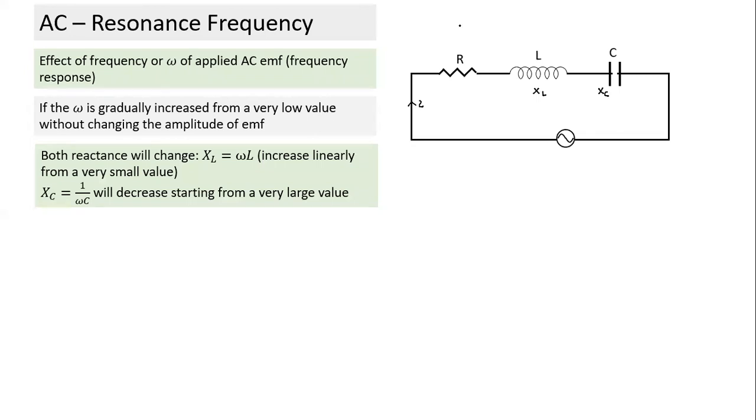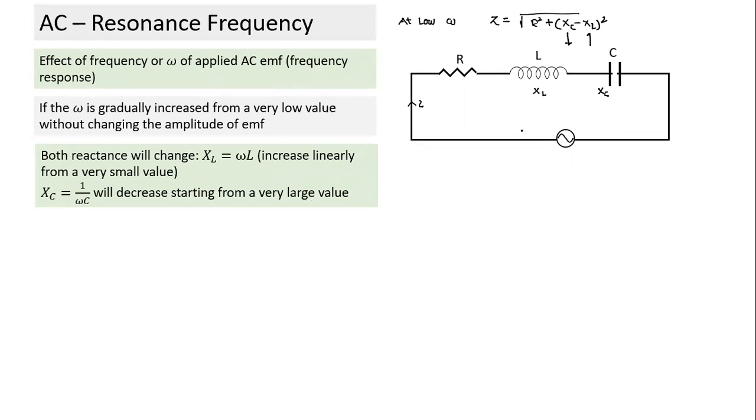As we keep increasing omega, XL increases. Initially, at very low omega, XC will dominate and be greater. I could have written this as XC minus XL, whole squared. But gradually, as you keep increasing omega, this term will decrease and this term will increase, as the gap keeps getting smaller and smaller. Let's recap: both reactances will change. XL will increase linearly from a very small value. Initially it will be 0; if omega is close to 0, XL is also 0. The initial value of XC is very high, and it will decrease starting from a very large value.